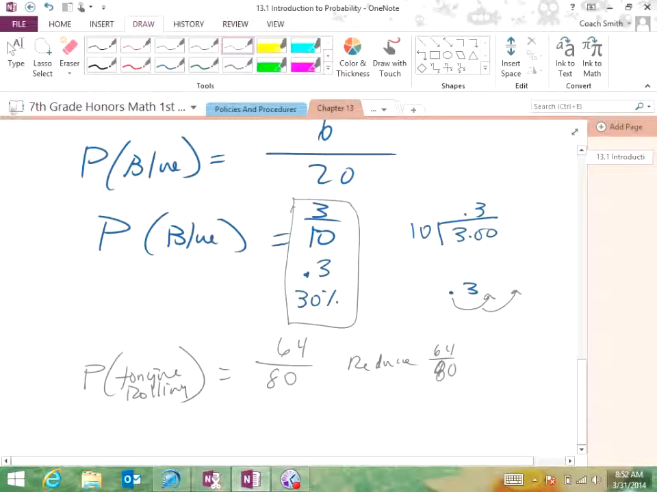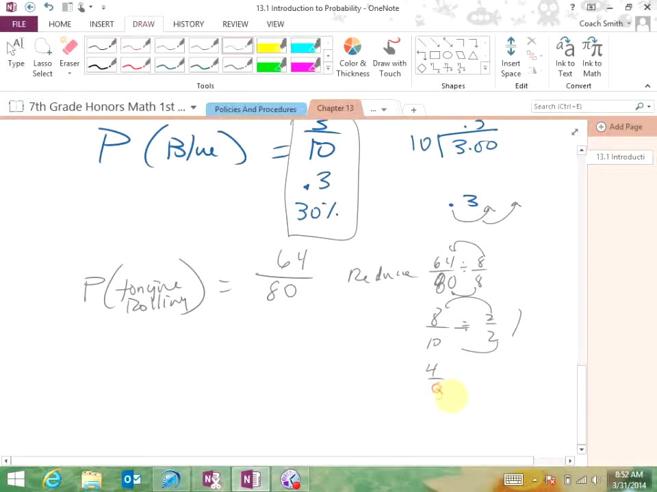Okay, 8 over 10, 4 over 5. So you divide it by 8, and that got 8 over 10. Then we divide it by 2, and that gives you the 4/5. Now, the answer to probability of tongue rolling is equal to 4 over 5, and 4 over 5 as a decimal is what? 0.8. And then 80%. Okay? So all of those would be your answer.